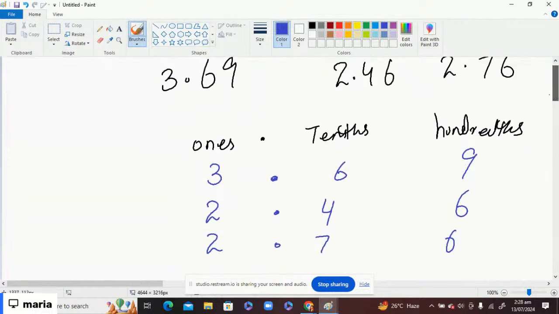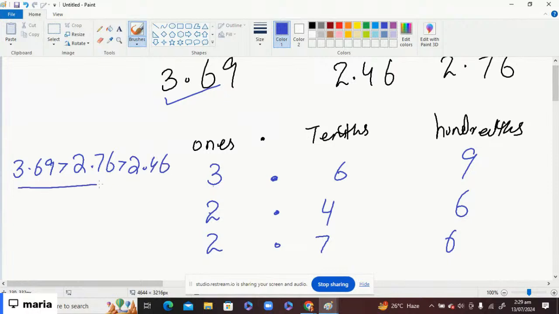First of all, check the ones place digit, which is greater. When we see the ones place digit, 3 is greater as compared to these two. So this one is greater. So first of all, we put 3.69 as the greatest. Then check the next two. This is 2 and 2, both are the same. Check the other. The first one is 4 and the second one is 7. So it means that 2.76 is next and 2.46 is at the end.